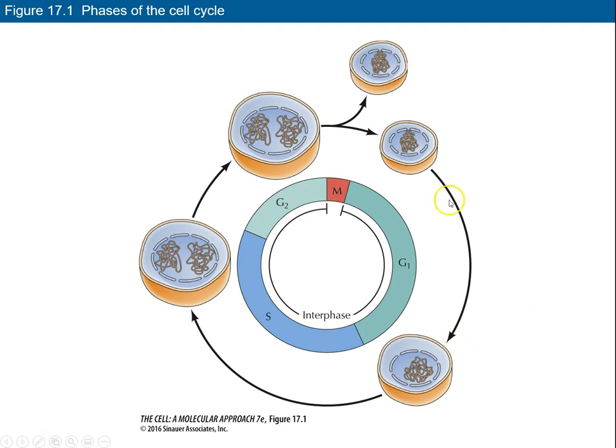All right, so we'll start from G1 here, right? So here's our cell, this cell just underwent mitosis, right? Cell division, and produced two daughter cells, okay? This is actually showing you here one daughter cell that's exiting the cell cycle.